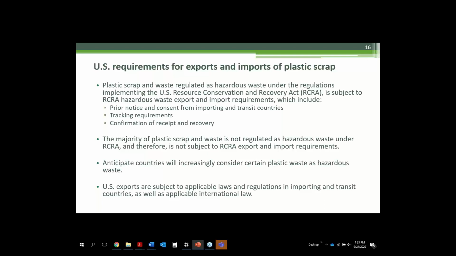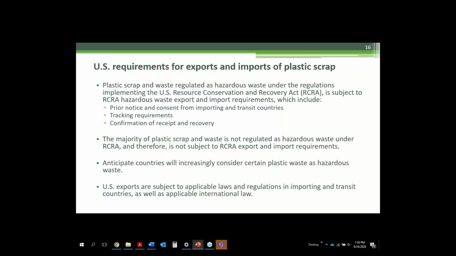So currently plastic scrap and waste could be regulated as hazardous waste under the U.S. waste management law, which is the Resource Conservation and Recovery Act. Now, again, an example where you might have it is sometimes lead is used as a stabilizer in plastic, and it's possible if there's enough lead, maybe it could fail the toxicity characteristic and potentially be hazardous plastic scrap. But again, we think that's a very small percentage.